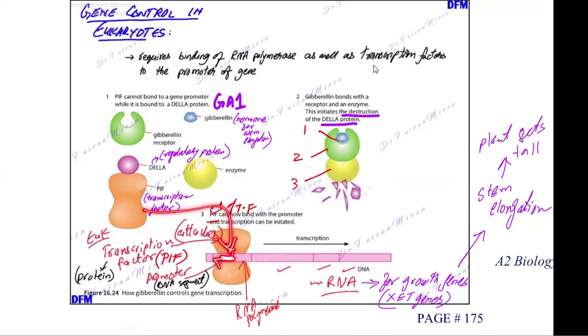When it attaches here, transcription of growth genes starts. These growth genes are called XET genes. These XET genes on the DNA will get transcribed to mRNA. They will allow those proteins to be produced that allow stem elongation to occur in plants. So this is how stem elongation continues in plants.